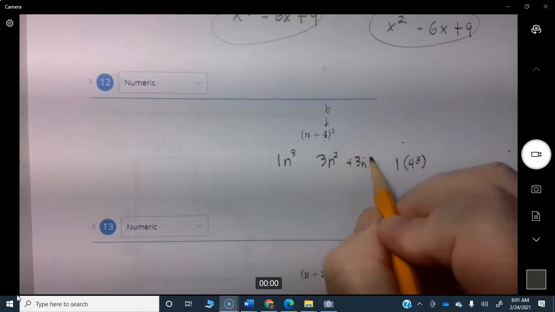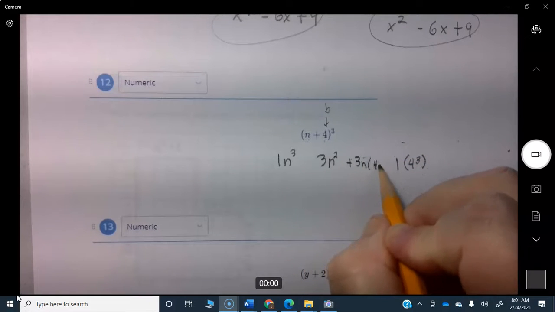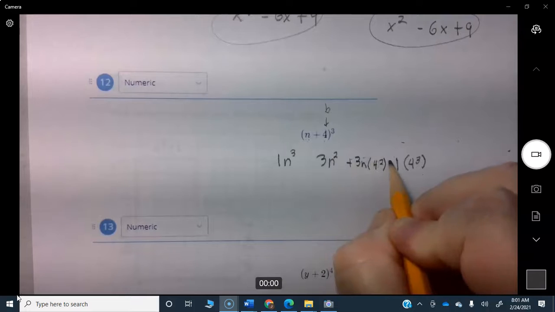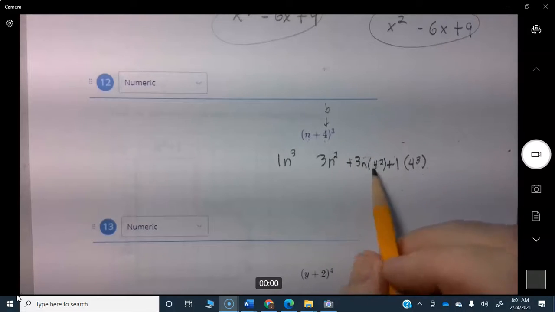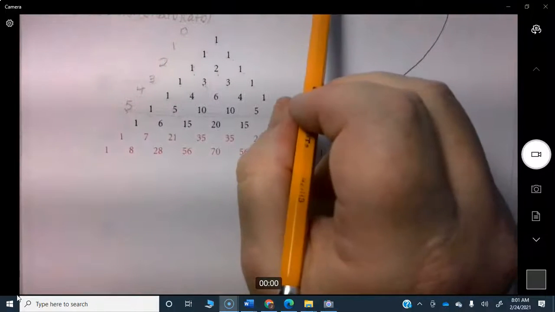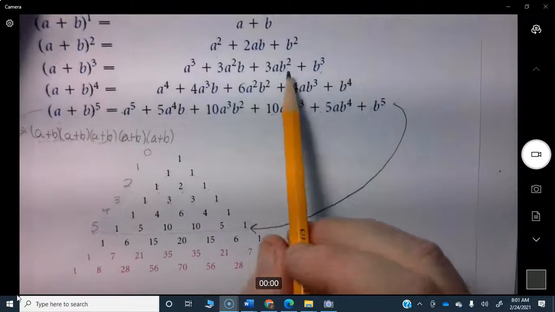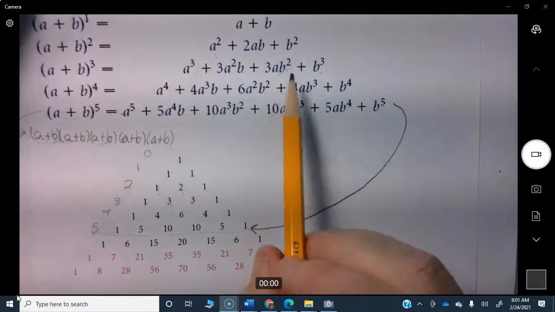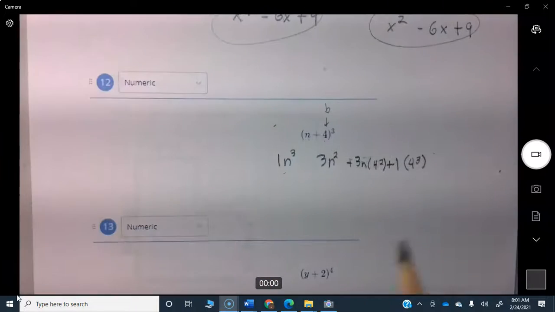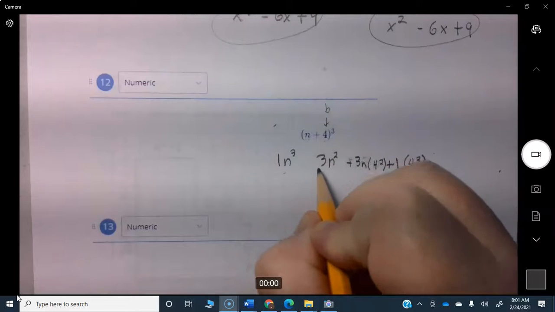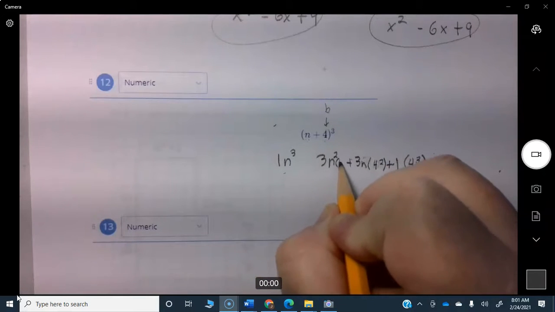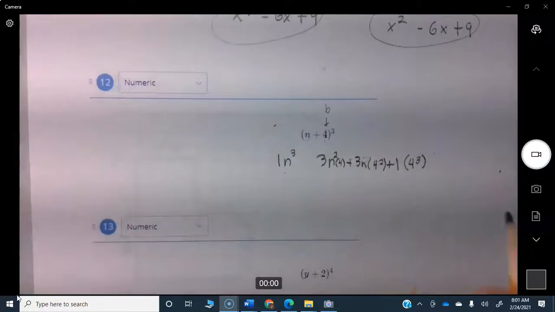This one's going to be b, which is 4 to the 2nd power. Put a plus sign right there. Again, that's b to the 2nd. B to the 2nd power is right there, and b is 4. I'll finish it in the next step. Okay, next one is b, so that's 4 right here.